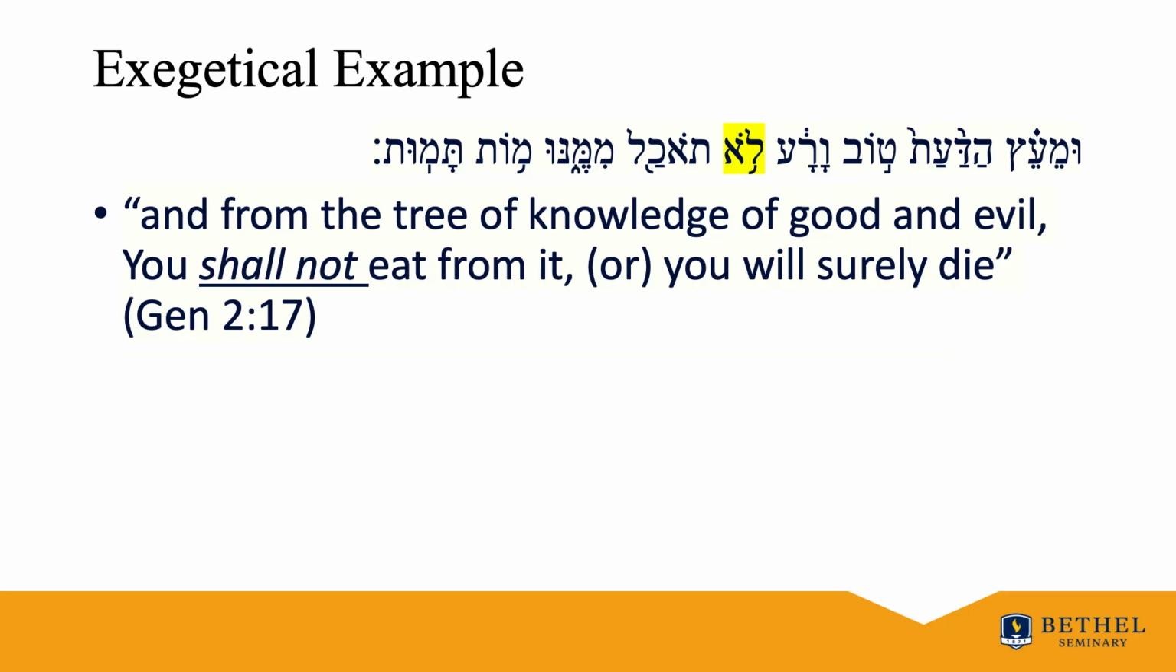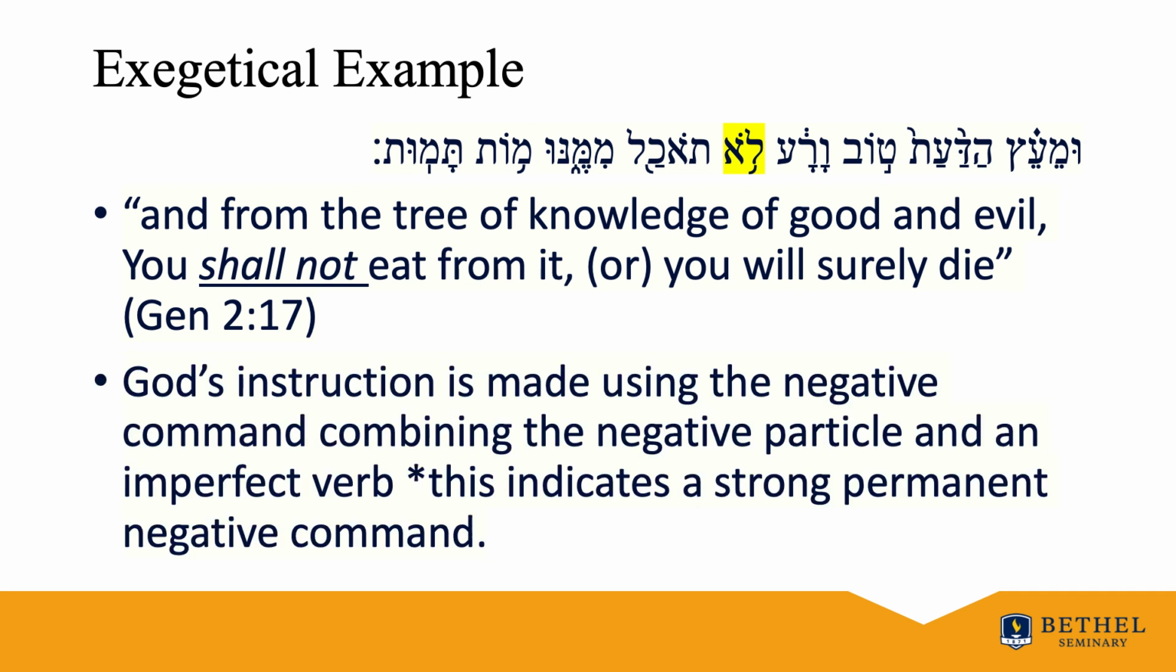Let me give you an example of one of the most famous ways the word lo is used in the Old Testament. And this is from Genesis chapter 2. Ume'etz hada'at tov varav, lo tochal mimenu, mot tamut. And from the tree of knowledge of good and evil, you shall not eat from it, or you will surely die. Here you can see that God's instruction is made using the negative command, combining the negative particle lo and an imperfect verb tochal. You will not eat. Literally, you shall not eat.